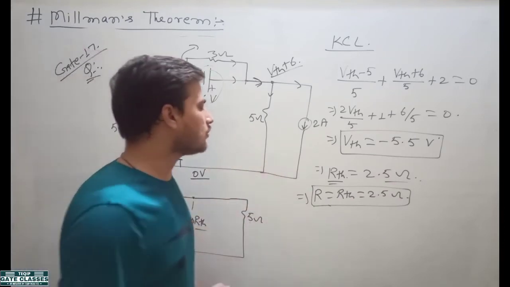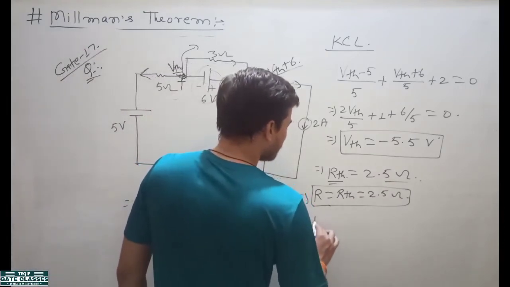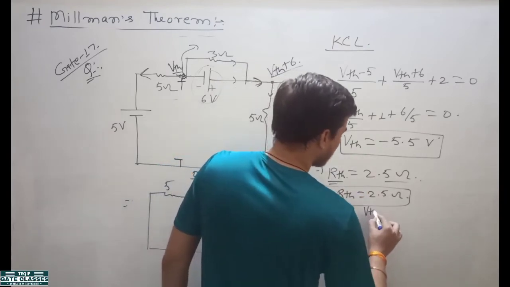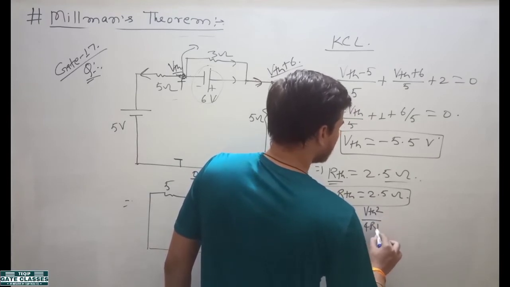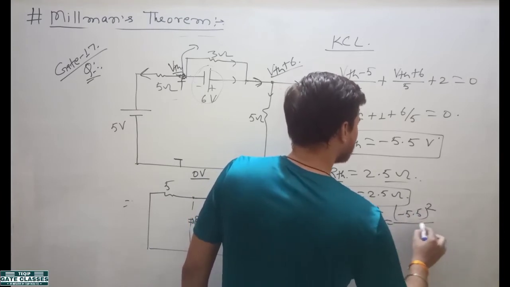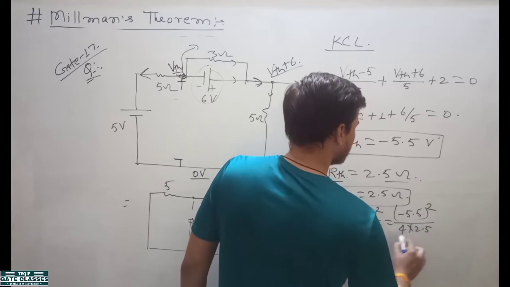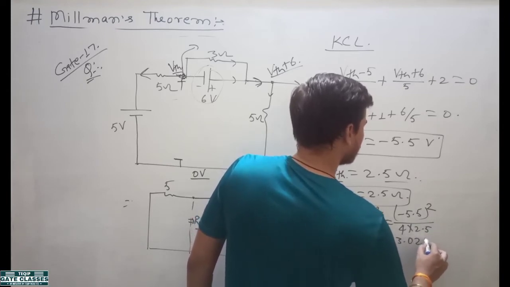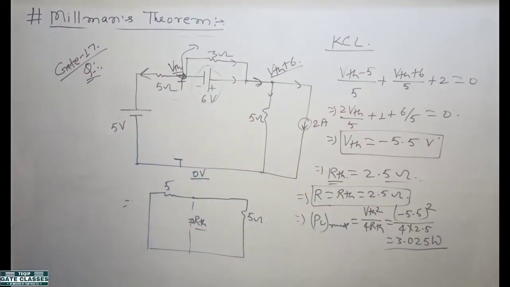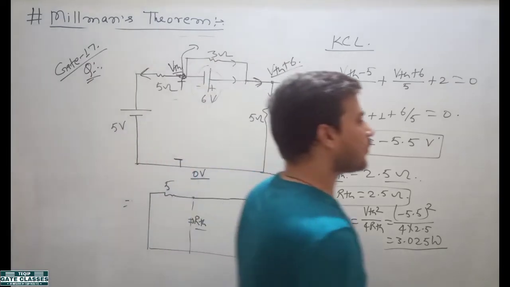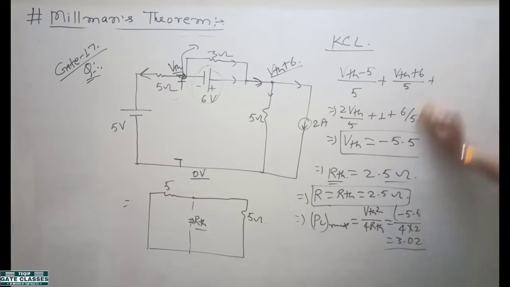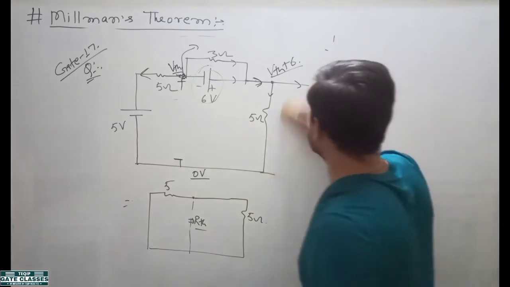If R is equal to 2.5 ohm, then PL max will be equal to VTH square divided by 4 RTH. So it is minus 5.5 whole square divided by 4 into 2.5. So it is coming 3.025 watt. Clear? So this was the question asked in GATE 2017.